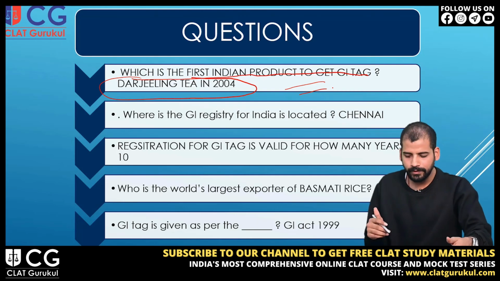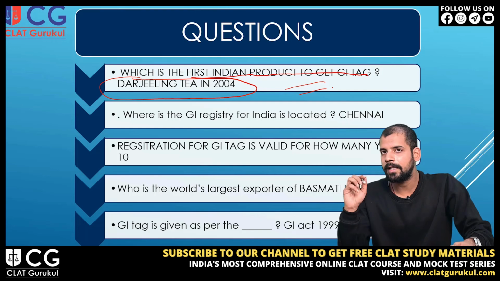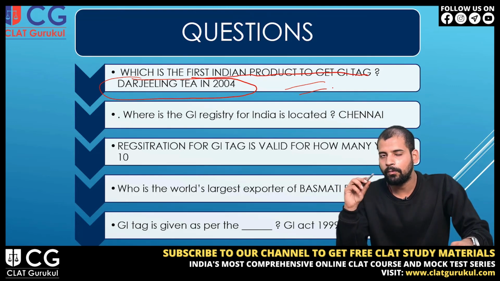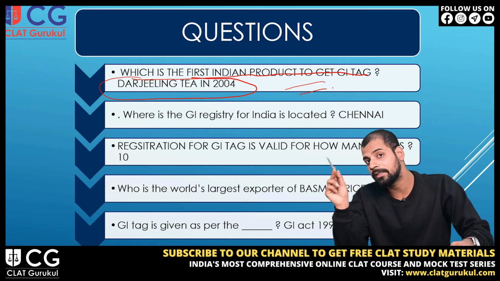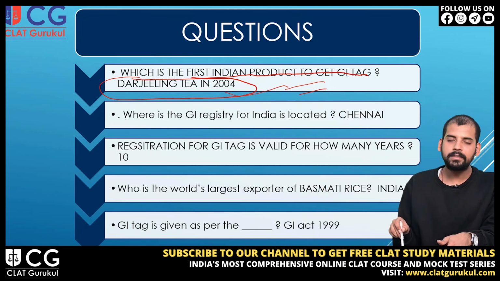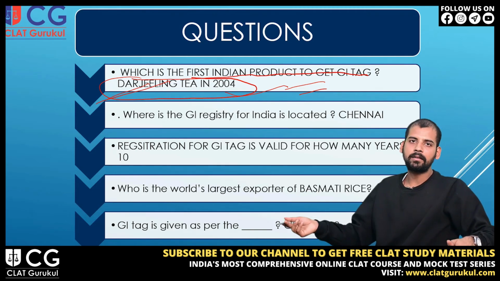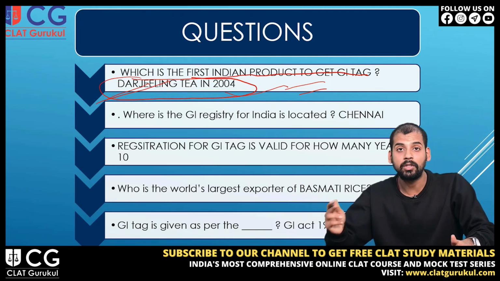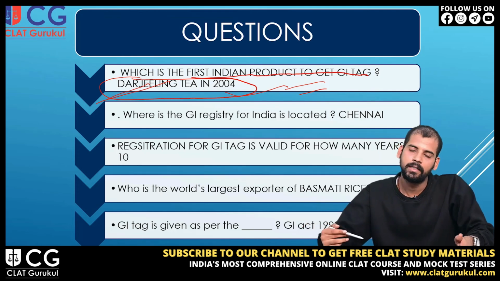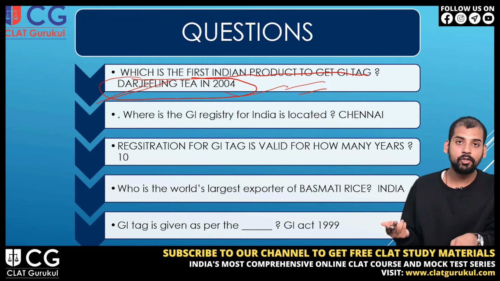Now you'll remember this thing. One thing you'll also remember is that the GI Act 1999 was adopted, and it was enforced and came into effect from 2003. The next year Darjeeling tea got the GI tag. Now this is how you remember: GI Act कब आया, 2003 में आया. Then next year Darjeeling tea was the first Indian product to get GI tag. Now where is the GI registry for India located? Chennai.